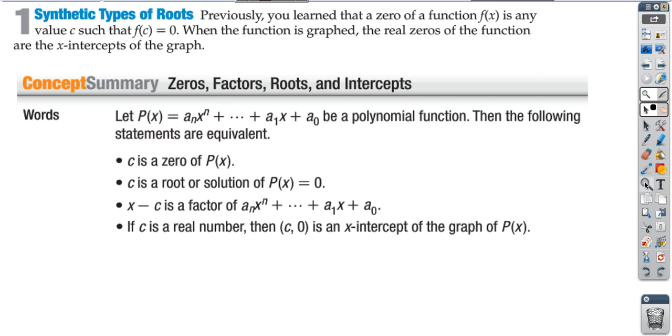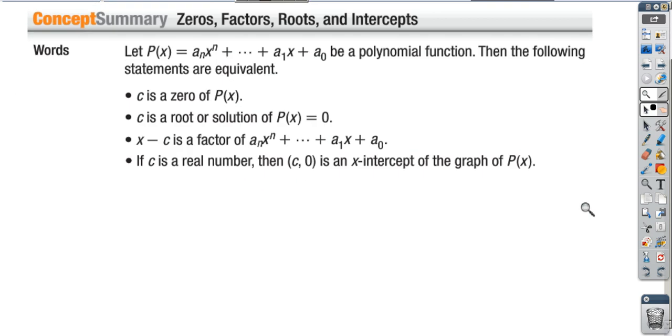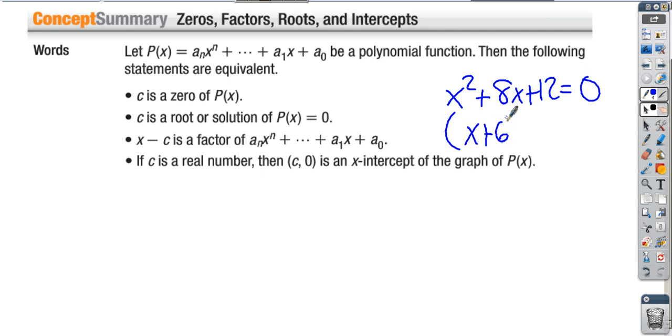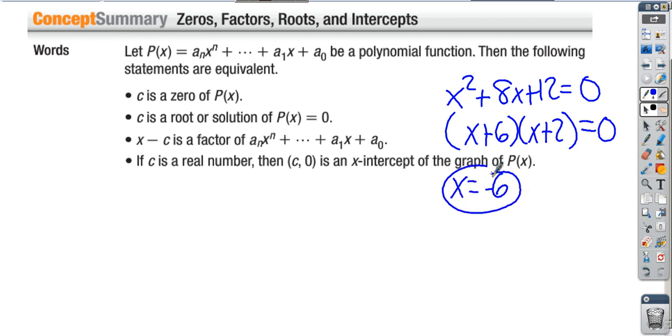Alright, so here are just some terms that all kind of mean the same thing. Let's suppose you have, we'll do a real simple one, this quadratic equation right here. We'll make that x squared plus 8x plus 12 equals 0. If you were to factor this, you would get x plus 6 times x plus 2. And there's a couple of things that mean the same thing, basically. x equals negative 6 and x equals negative 2.